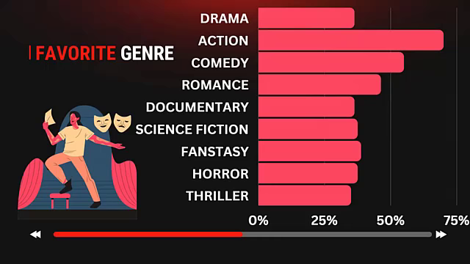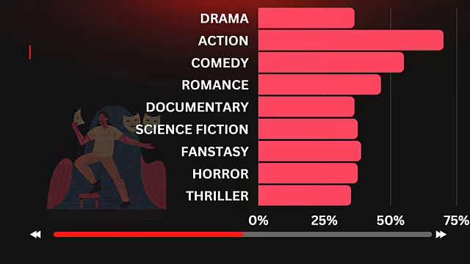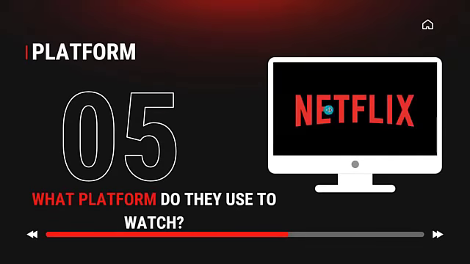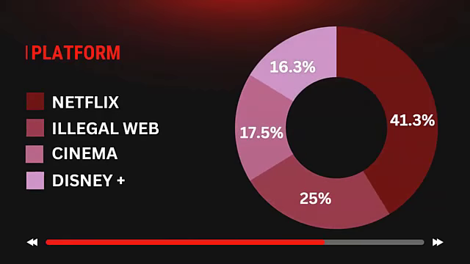Moving to the fifth topic, we asked our respondents about their favorite platform that they usually use to watch movies. In this section, we provided 4 different types of media or platforms, which are Netflix, illegal websites such as LK21 and Rebahin, cinemas like CGV and XX1, and also Disney Plus.